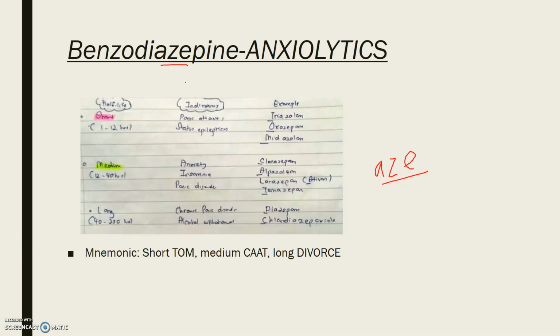So what you need to know when it comes to benzodiazepine is the half-life, because the difference is significant and accounts for the different indications of each benzo. For short, it is basically used in panic attacks and status epilepticus, that is triazolam, oxazepam, midazolam. For medium, it is used in anxiety, insomnia, as well as panic disorders, and those are alprazolam, clonazepam, as well as temazepam.